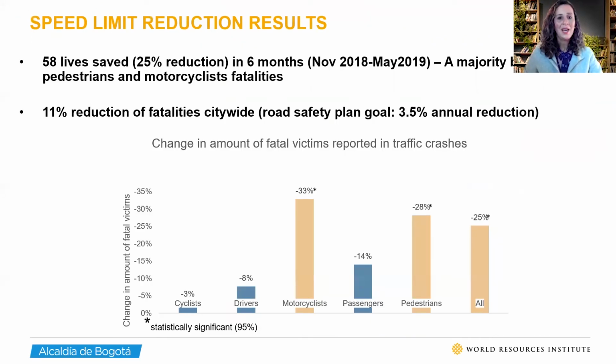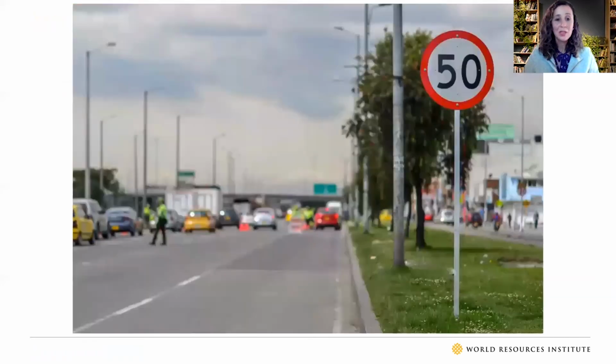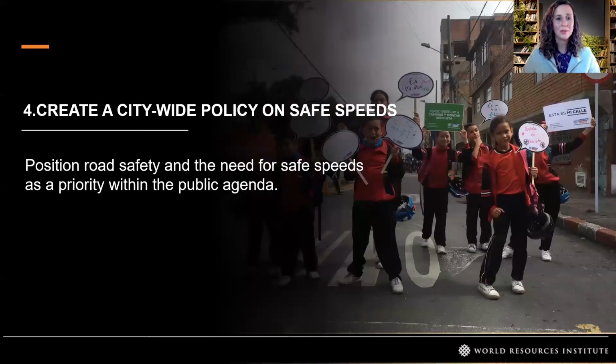5 arterial roads, and they noticed that in particular for motorcycles and pedestrians, that was a really important impact. So they decided last year in 2020 to make all the city 50 kilometers per hour. That is the speed limit. And then they have neighborhoods that have lower speeds in other areas that have speeds that are safer for everyone.